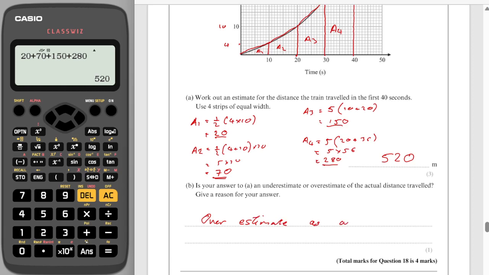As all my areas are slightly larger than the curve, or the area of the curve, I should probably have written.